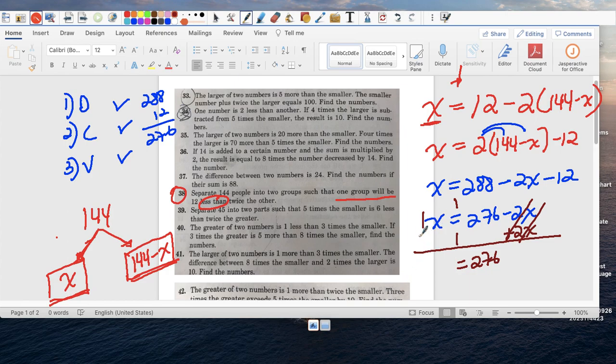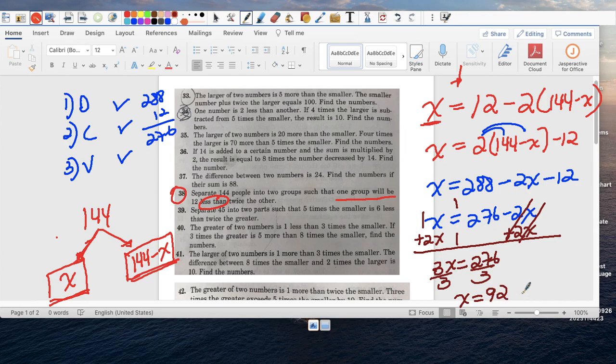And then over here, remember, I forgot to add the 2x, right? So 1x plus 2x is 3x. Is 276 divisible by 3? Well, 2 and 7 is 9, and 6 is 15. So the sum of those three digits is divisible by 3, so the answer is going to work out nicely. So x equals 92.